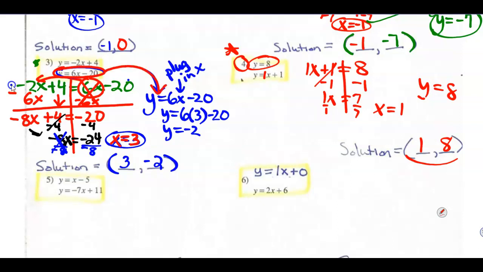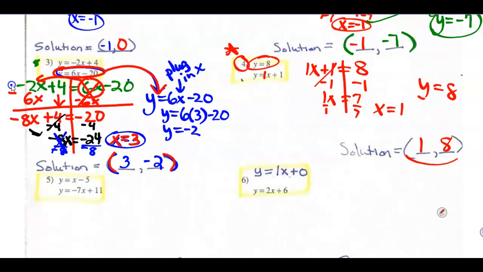Y equals 6 times x minus 20. We already found what x equals, so you would have y equals 6 times our x was 3, if you did this correctly, minus 20. And then I just plugged all that in my calculator. 6 times 3 minus 20 gives me -2. So there's my solution point.